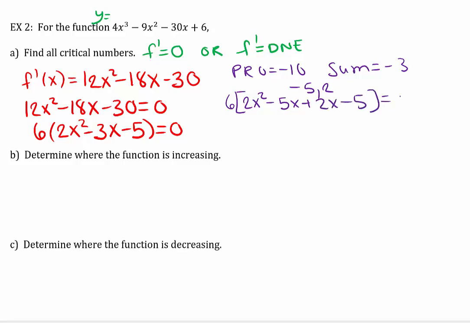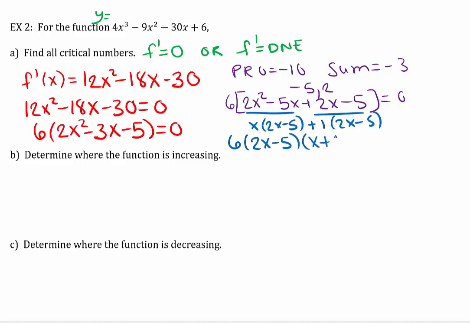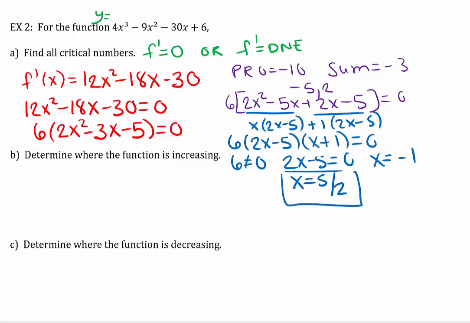First two, I pull out an x. Second two, I'm going to take out a 1. And so in factored form, this is 6(2x - 5)(x + 1). Now I set all my factors equal to 0. The 6 can't equal 0, though, so that doesn't give me a critical number. But if 2x - 5 equals 0, I get x equal 5/2. And if x + 1 equals 0, I get x equal -1. So my critical numbers are 5/2 and -1.